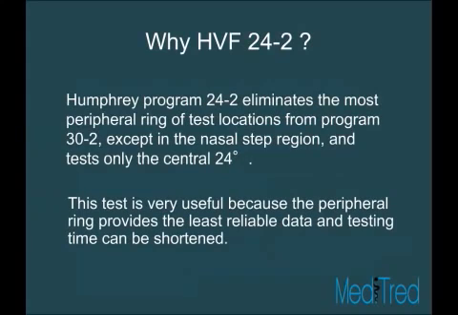The 24-2 eliminates the most peripheral ring of test locations compared to Program 30-2, except in the nasal step region. This is useful because the peripheral ring provides less reliable data, and it allows for the testing time to be shortened. The nasal step 30 degrees is preserved in the 24-2 to enhance the diagnosis of glaucoma, since defects often originate in the nasal visual field.